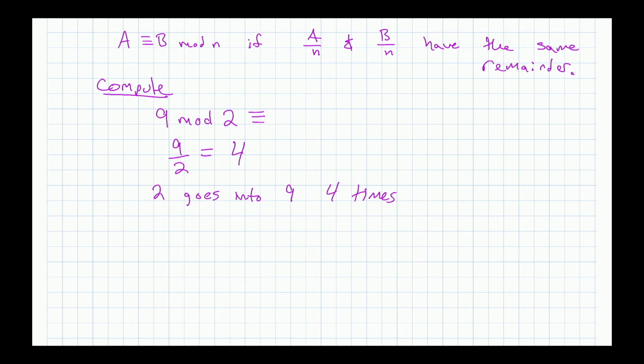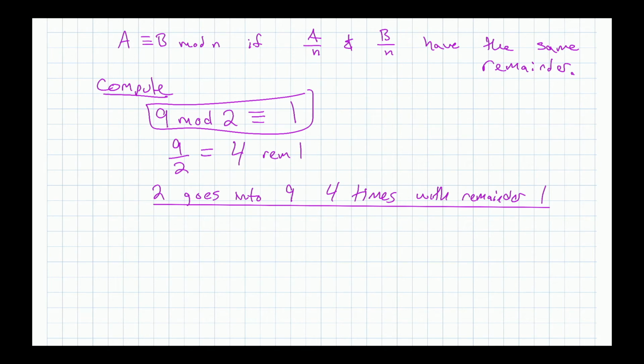2 goes into 9 4 times with remainder 1. Does that make sense? So 9 over 2 is 4, remainder 1. So what is 9 mod 2? 9 mod 2 is 1, because when 9 is divided by 2, the remainder is 1. The 4, we don't care about the 4. And that's how modular arithmetic works.